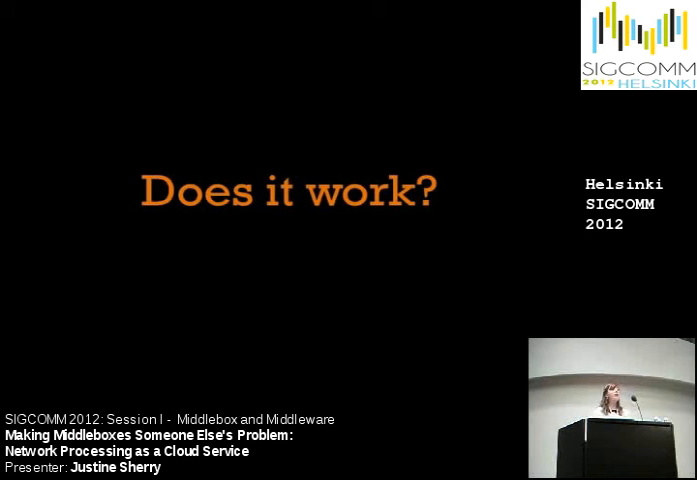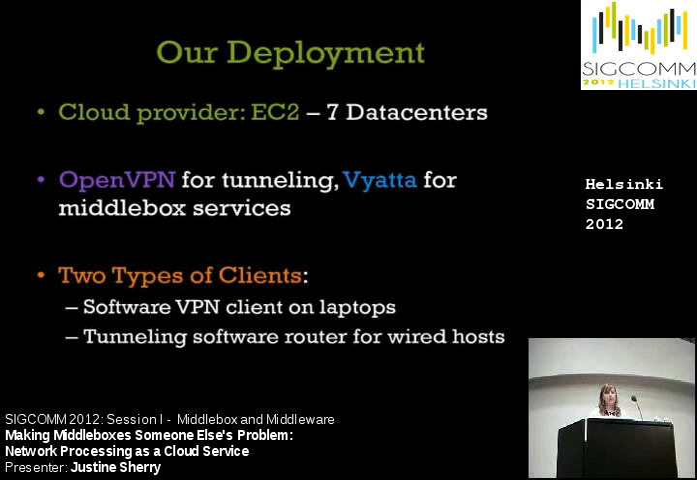So part of how we're going to evaluate is with our own deployment. We built and deployed APLOMB. We use EC2 as our cloud provider across 7 data centers. We use OpenVPN for tunneling and Data, which the previous guys used as well. It's an open middlebox virtual machine that deploys multiple middleboxes within a single device.